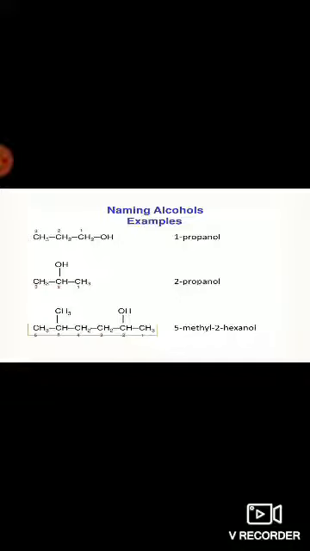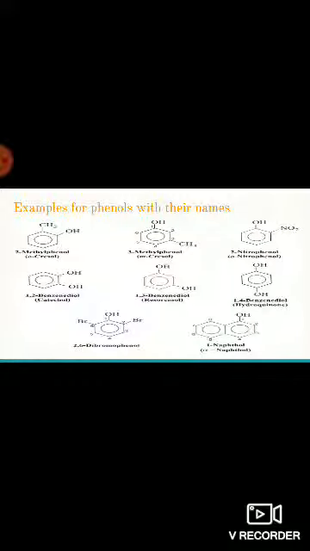This is 5 methyl 2 hexanol. The longest chain is 6 carbons, so the parent hydrocarbon is hexane. The substituent is methyl, situated at the 5th position, and the hydroxy group is located at the second position. So the overall name is 5 methyl 2 hexanol, or it is also known as 5 methylhexane 2 ol.